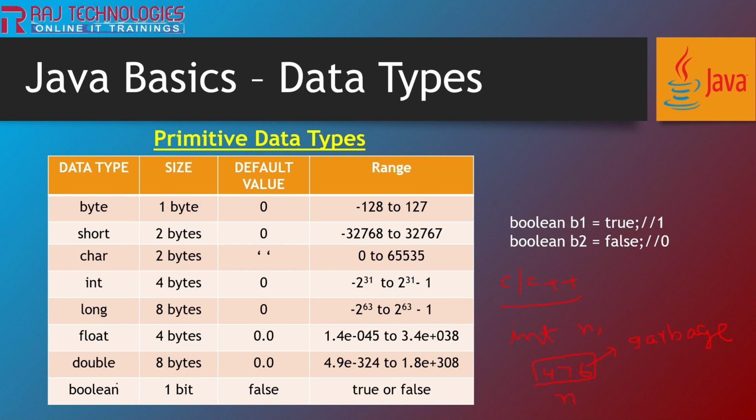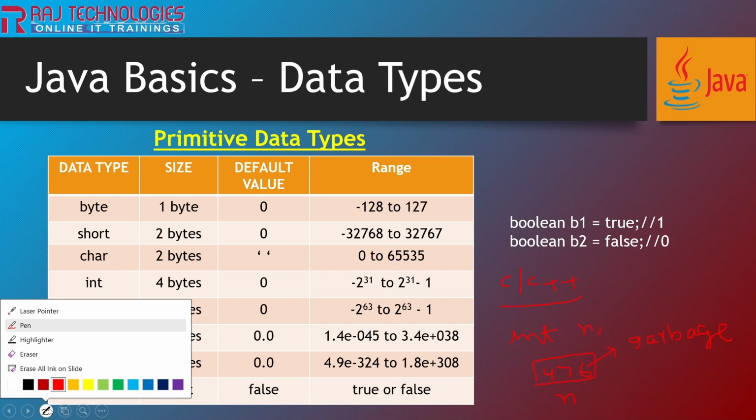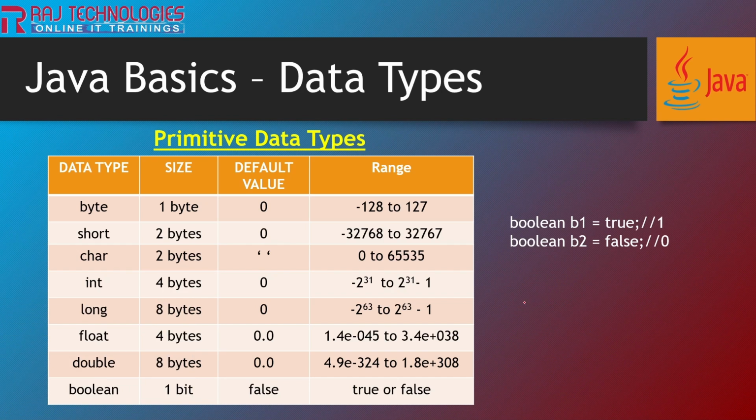Coming to Java. If you declare a variable like int n, then it is going to allocate memory space for the n variable, and since n is of type integer, the value it holds is 0. This we call a default value. In the case of Java, there is no concept of garbage values. In Java, we have the concept of default values.